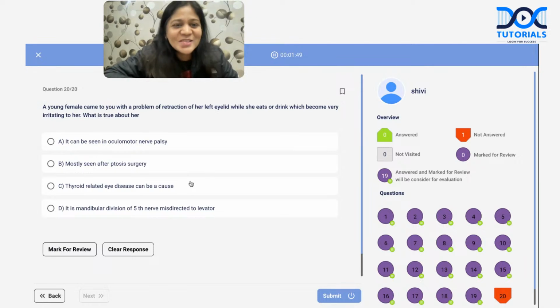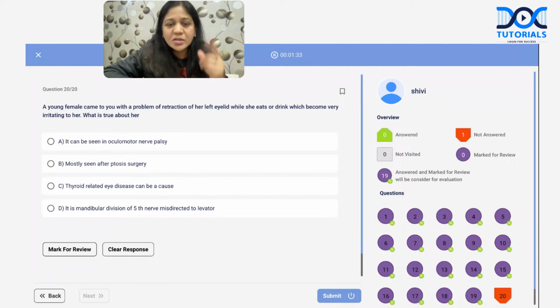Right. Next question, my last question. I'm on my last question. A young female came to you with the problem of retraction of her left eyelid. The retraction happens when she eats or drinks. All right, guys, I know the answer. This is Marcus Gunn jaw winking phenomenon, isn't it?